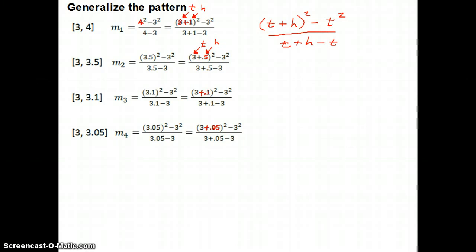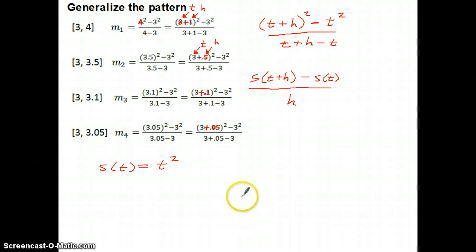Okay, let's generalize even further. We know that the function is s of t equals t squared. So in the numerator, instead of t squared, I could say s of t instead. And in this spot here, we could say that spot corresponds to s of t plus h. And down below here we have the (t plus h) minus t, so we could just write an h down below.